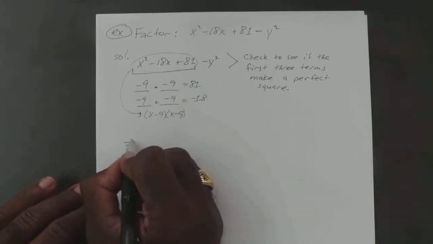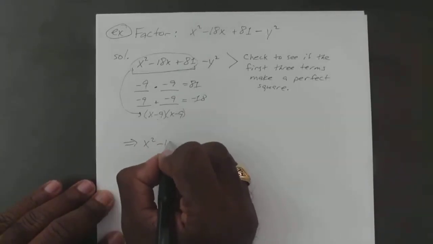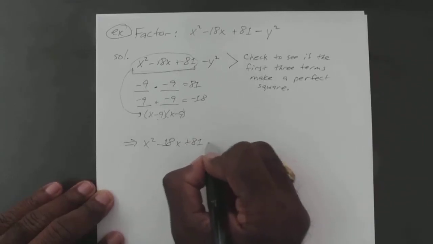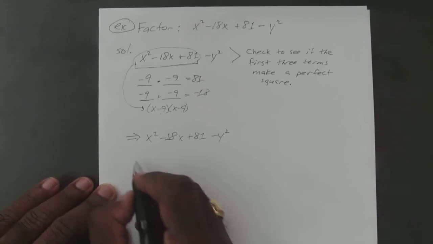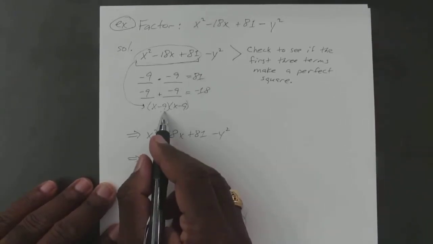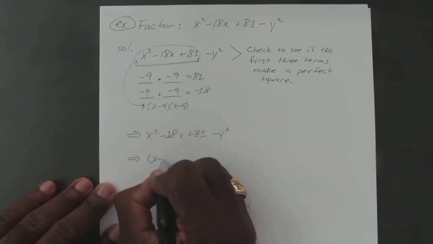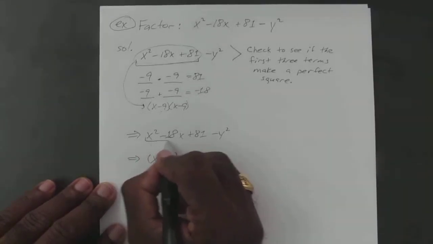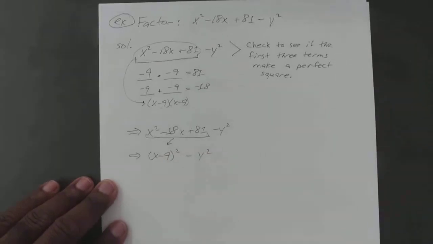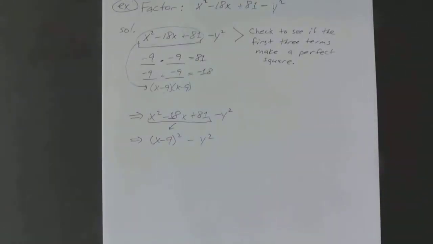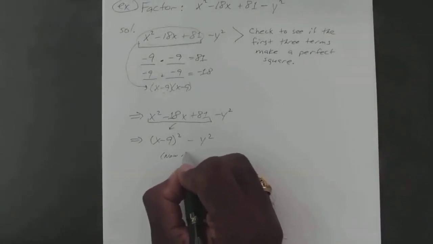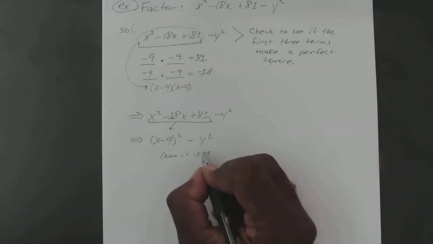So we can rewrite x squared minus 18x plus 81 minus y squared into x minus 9 squared minus y squared. All we did was take those three terms and turn them into that. Once we did that, we just created a difference of squares. So now it is a difference of squares.